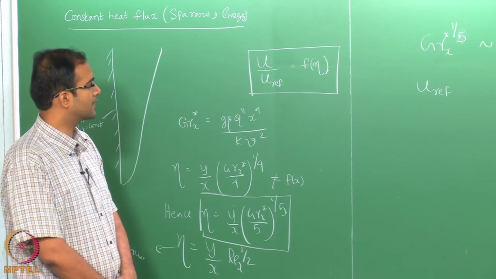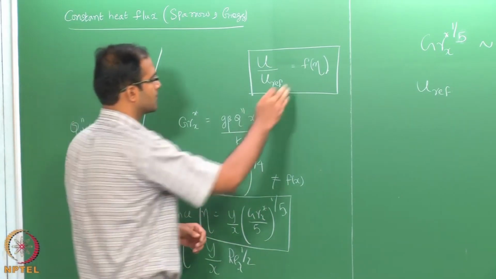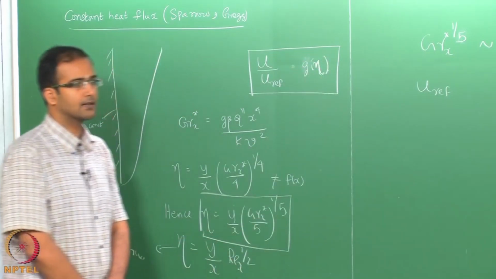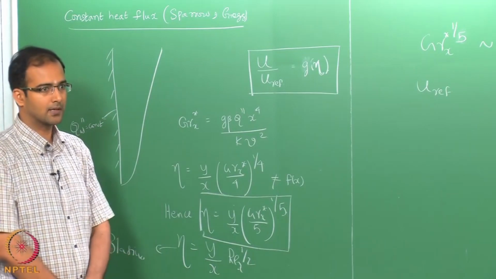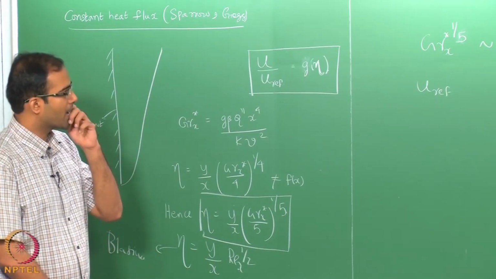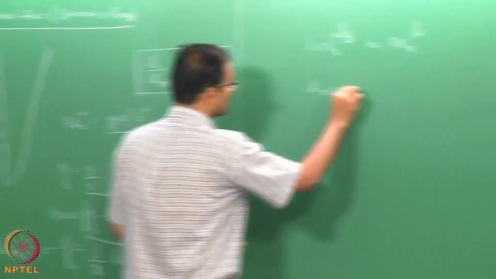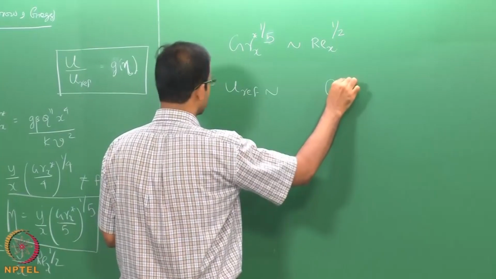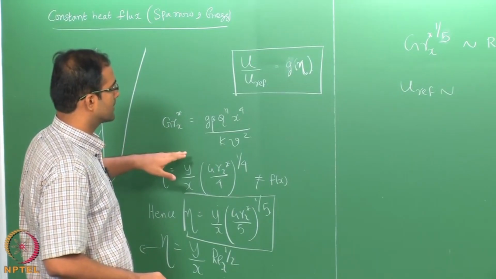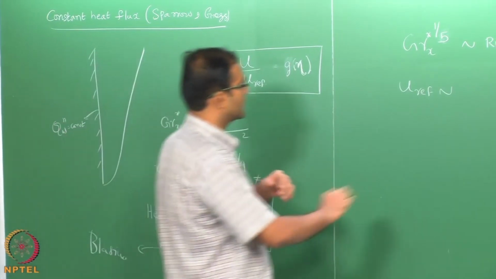That is f of eta here. We started off with g of eta, and then we integrated g of eta and called that f of eta. It is a function of eta, that is all it is. Now by equating these two you can find out the order of u reference. Tell me in terms of the modified Grashof number, because we have the Grashof number here.